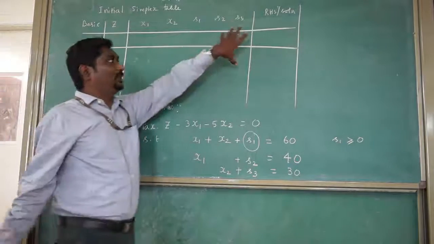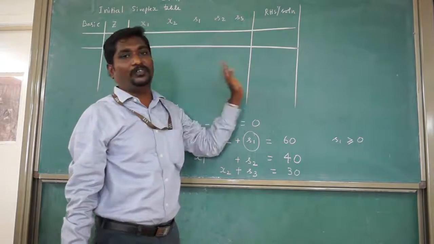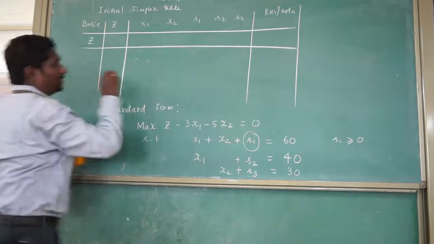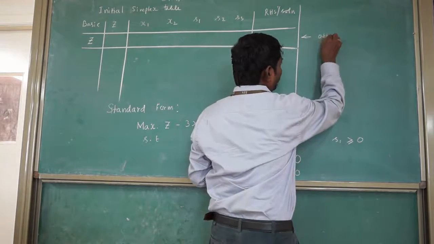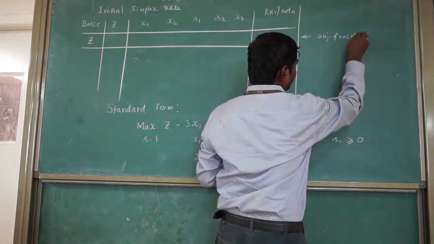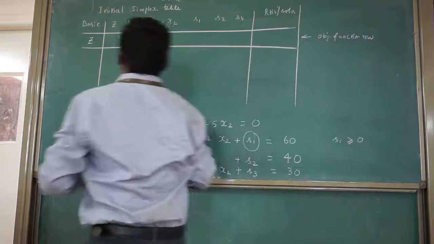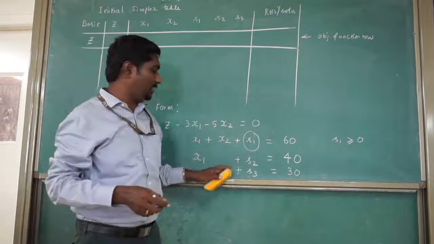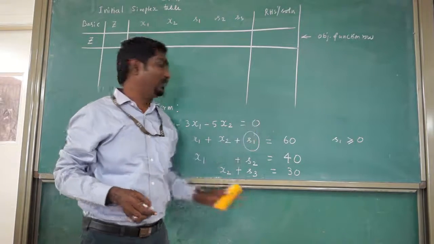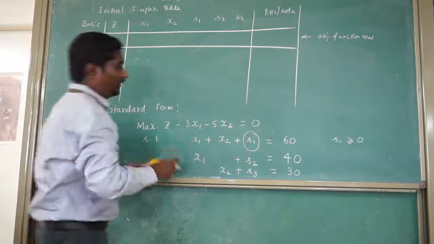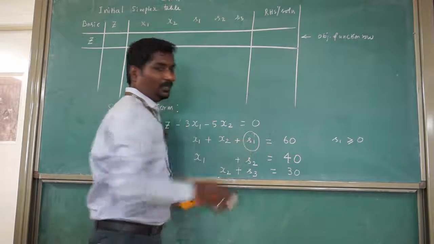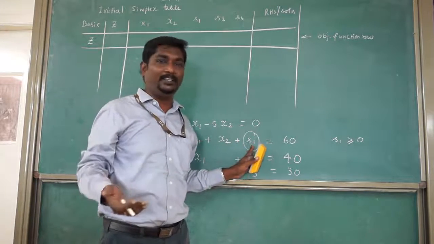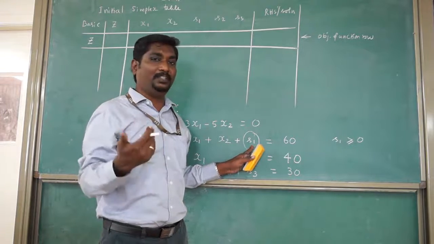Right. Now in this initial simplex table, I am going to write only the coefficients of the variables. So initially let me start with the objective function. This row we call the objective function row. The very first row is the objective function row. And then write the basic variables for each and every constraint. For each constraint equation, we have to express one variable as the basic variable. Here we have slack variables, so we will consider the slack variable as the basic variable initially. Then subsequently, when we iterate, the slack variable may leave the basis.